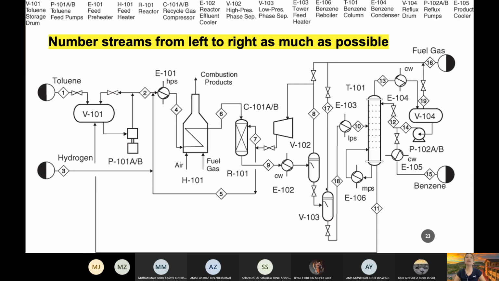Okay. Then the stream number left to right as much as possible. You can see here number 1, number 2, number 3, number 4, 5, 6, 7, mana 7? 7, 8, 9. Kadang-kadang ada sikit, sebab kadang-kadang dia kena ikut proses juga. Bukan saya kata perfectly mesti ikut kiri ke kanan. There are certain times where you might have a little bit of jumble up but that is for unavoidable reasons. Tapi most of the time memang kiri ke kanan.